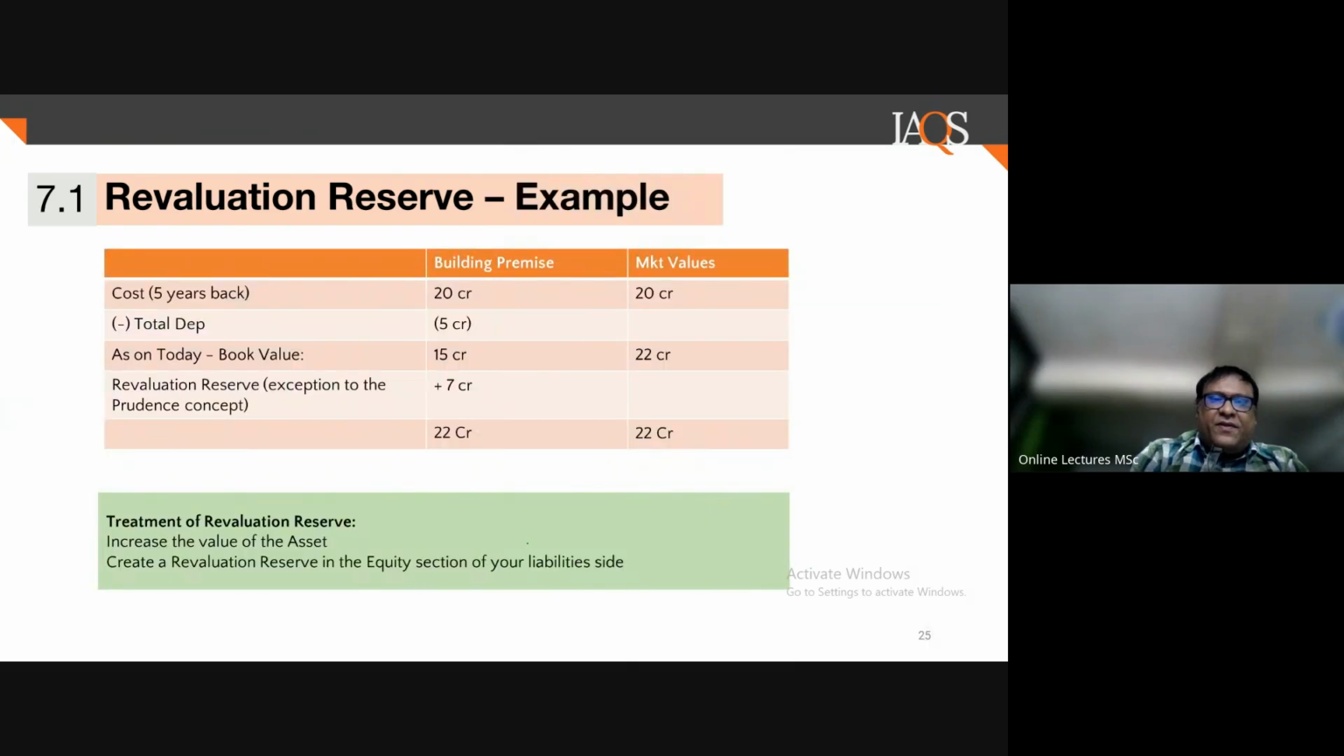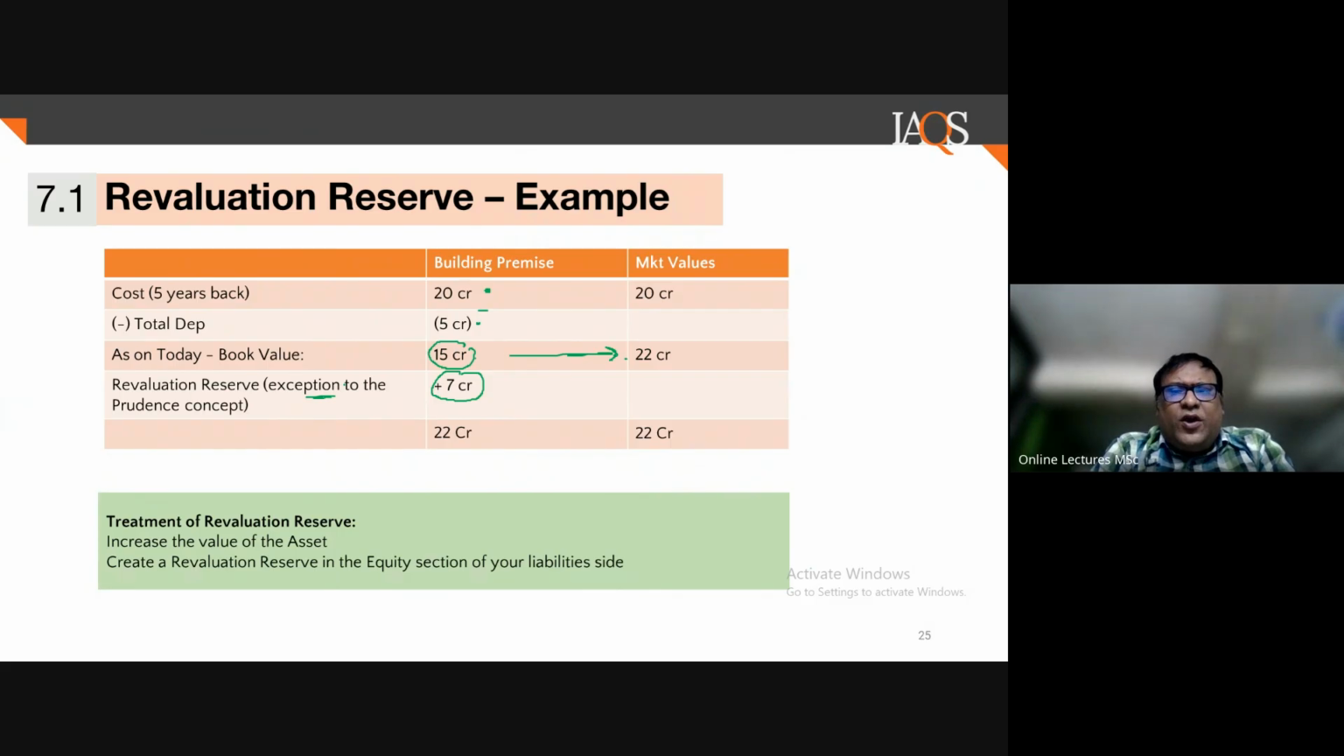Just check this example, very straightforward. We had a building of 20 crore. We bought it 5 years back, depreciated 5 crore. Today the book value is 15 crore. But the market value is 22 crore. So we revalue it to 22 crore, and a revaluation reserve of 7 crore is created. This is the only exception. The revaluation reserve acts as an exception to the concept of prudence.